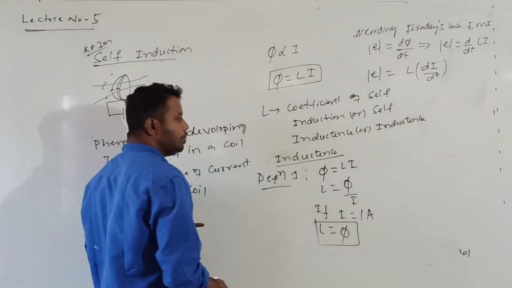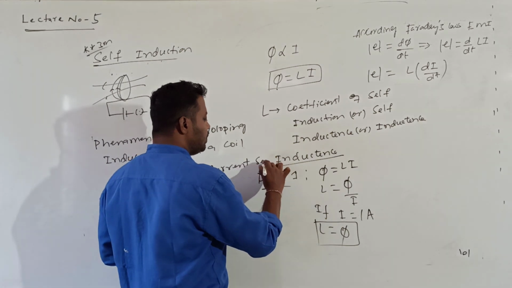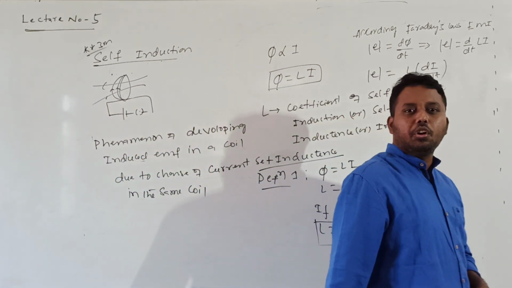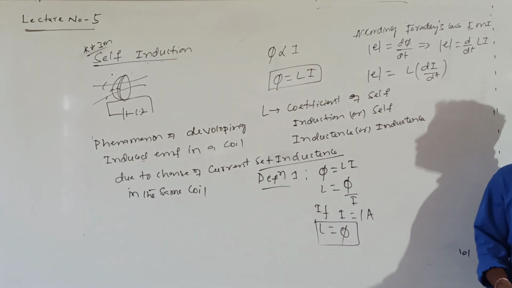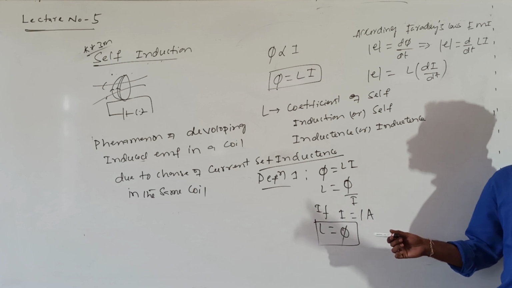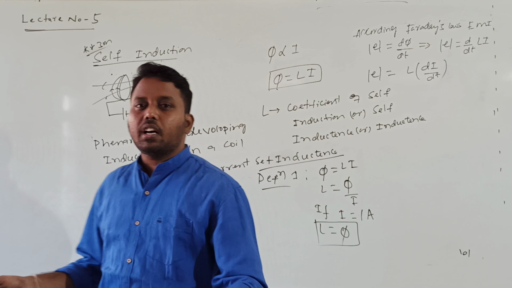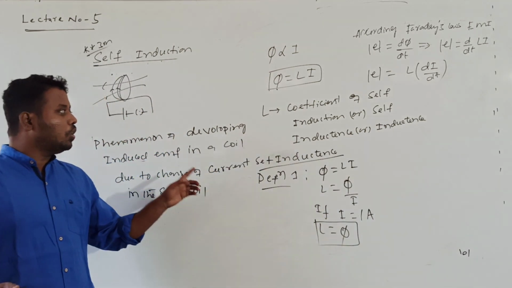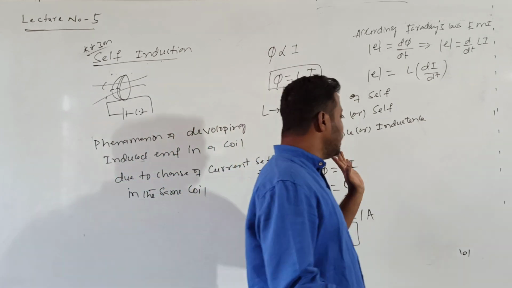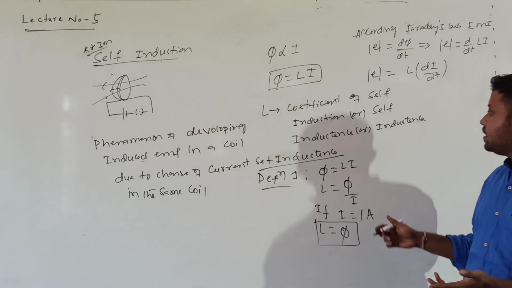So what does it mean? The self-inductance of a coil is numerically equal to the flux linked with the coil due to the passage of 1 ampere current. Due to the passage of 1 ampere current, that much flux is linked with the coil. That is called the self-inductance of the coil or inductance of the coil.